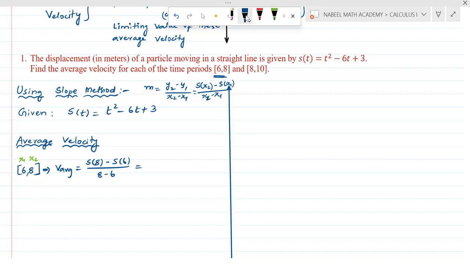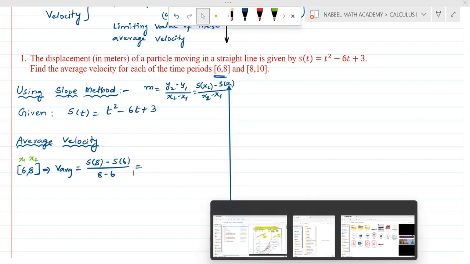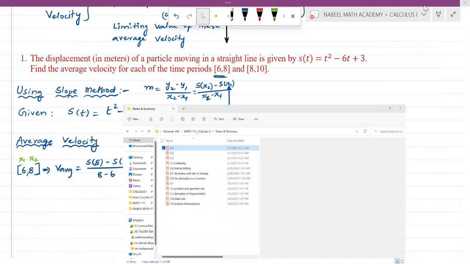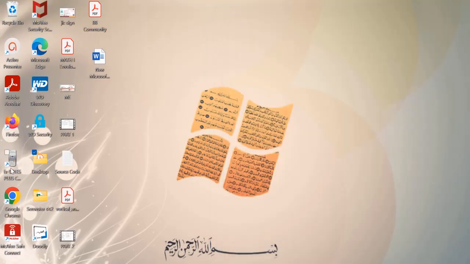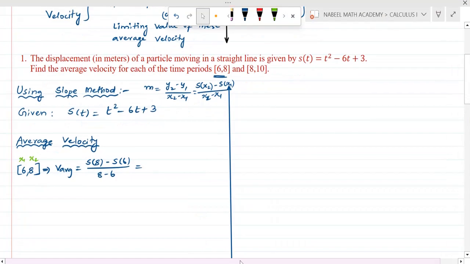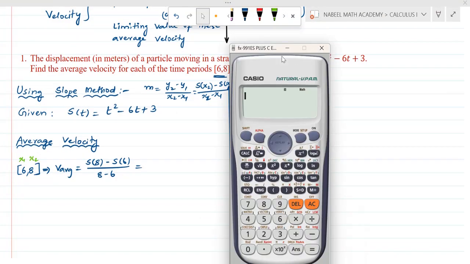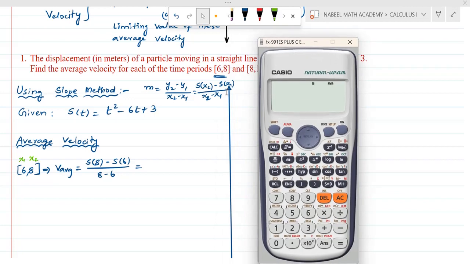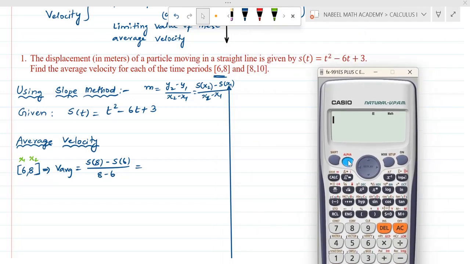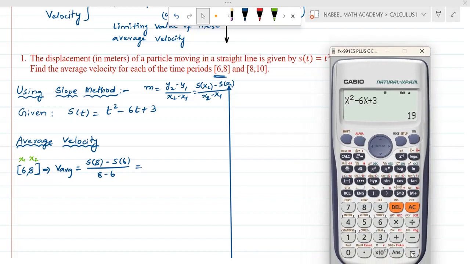This one you can calculate using a calculator. So here we have a calculator. I will open the calculator and fix the function. The function here is x square minus 6x plus 3. After that, press CALC and give the value 8. So I press 8, equal, and it is 19.